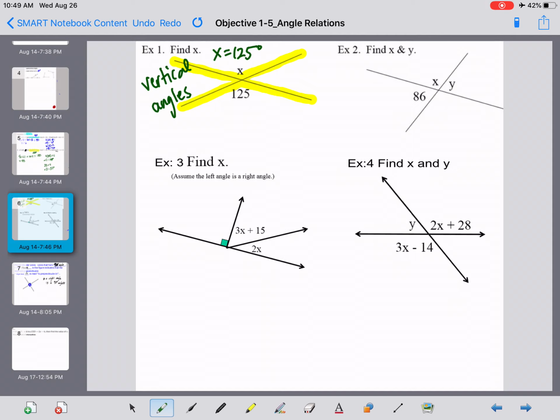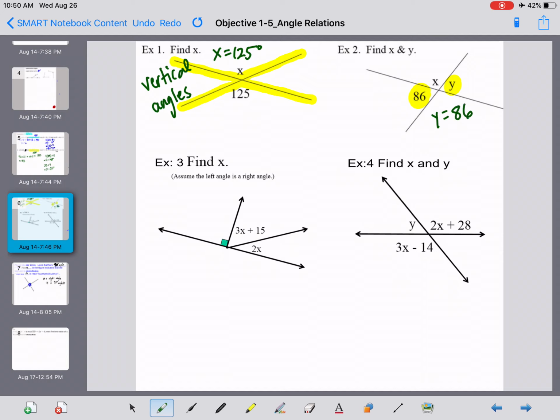All right, example 2, I got to find x and y. Well, you could go about this one a couple of different ways. When I look at this, I can spot that this 86 and that y, that 86 and y are vertical angles. So right off the bat, I'm going to say y equals 86.